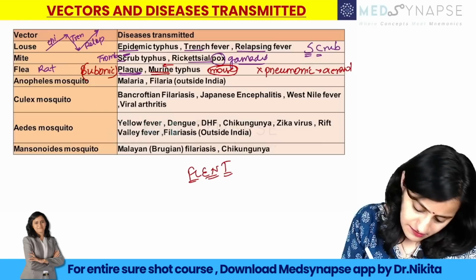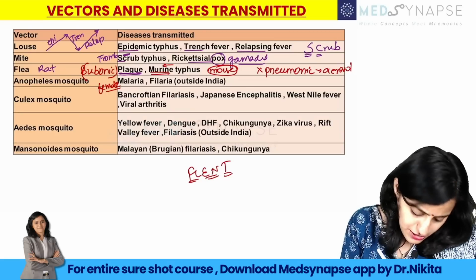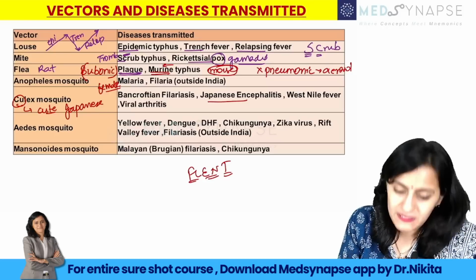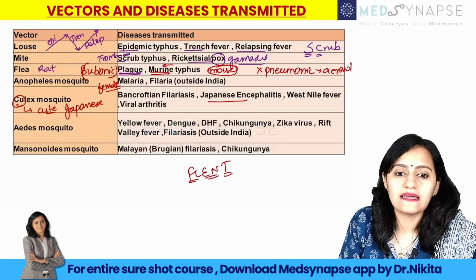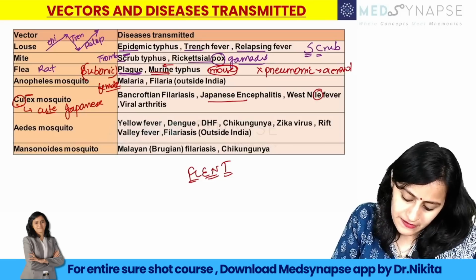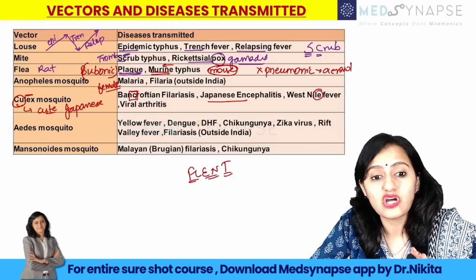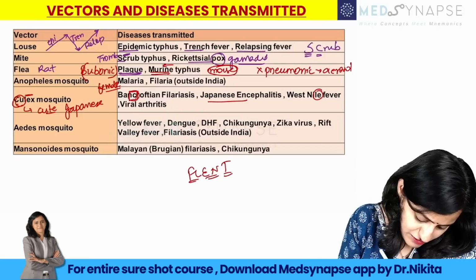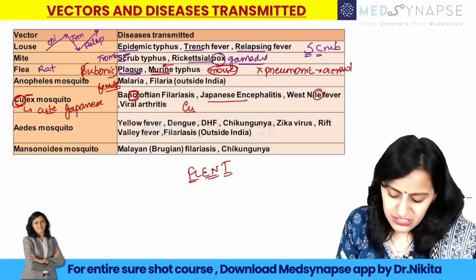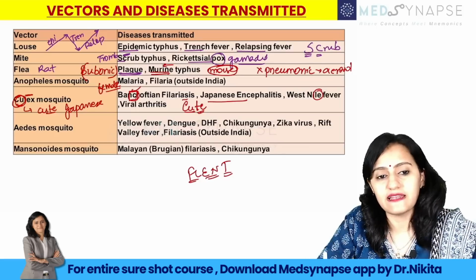Anopheles is malaria. Malaria is the female Anopheles mosquito. Culex. Okay, Culex are cute Japanese. Okay, Japanese are cute. Japanese encephalitis. And remember that WE, okay, is the West Nile fever. Okay, Bancroftian, C wala. Bancroftian filariasis, not the Brugian filariasis. So Bancroftian, C for Culex, and the viral arthritis. So Culex is cute Japanese encephalitis. Culex is the West Nile, and the C is the Bancroftian filariasis.